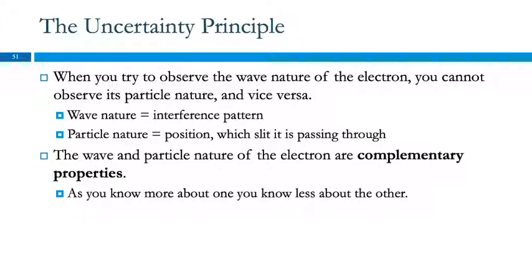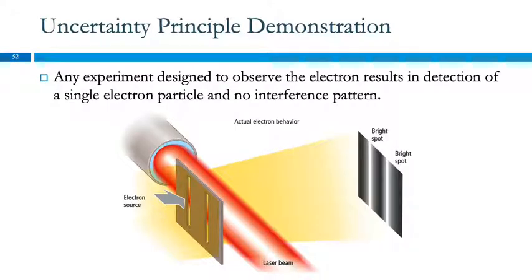We observe its wave nature from the interference pattern. We can observe its particle nature when we see its position, like which slit in that experiment the electron is passing through. So I'll come back to this, but here's that same experiment. We've got the electron beam coming at these two slits, and what we normally see is a series of bright and dark lines in an interference pattern. Here, we're shining a laser beam right on the other side of the slit so that we can detect which slit the electron goes through.